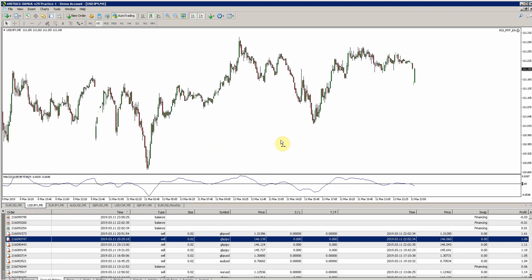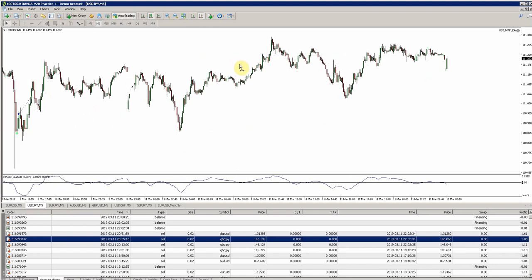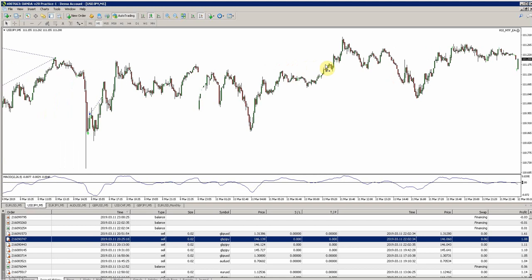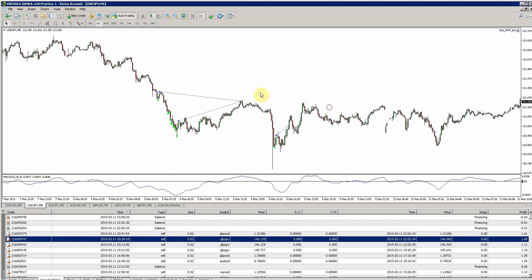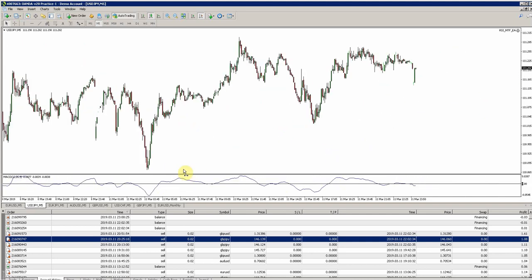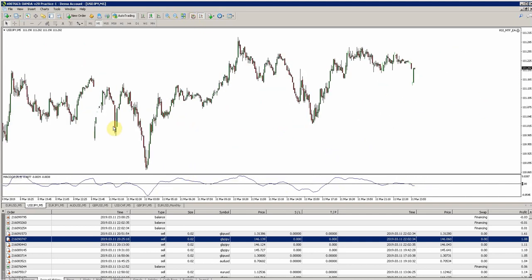USD JPY, not much activity there for a while. I think this is an example I showed in part 1, and then another buy signal there, but nothing else really much going on over there.